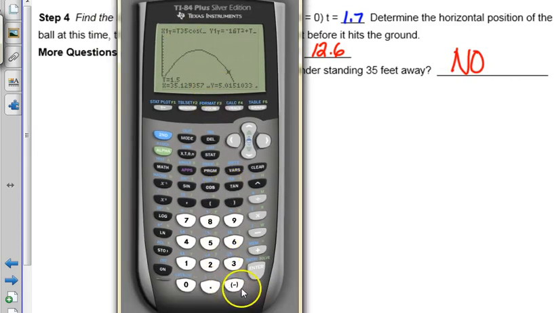But the only way to get that even closer would be to like type in 1.48 maybe. Okay, 1.49. You don't have to do this. If you wanted to figure out where it was at 35 feet away. What was 1.5? Anyway.